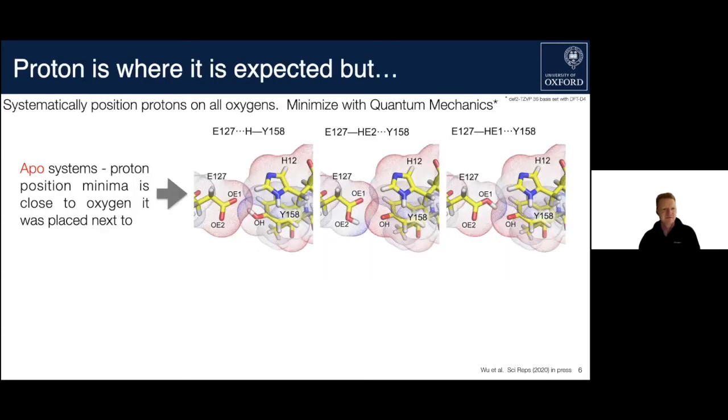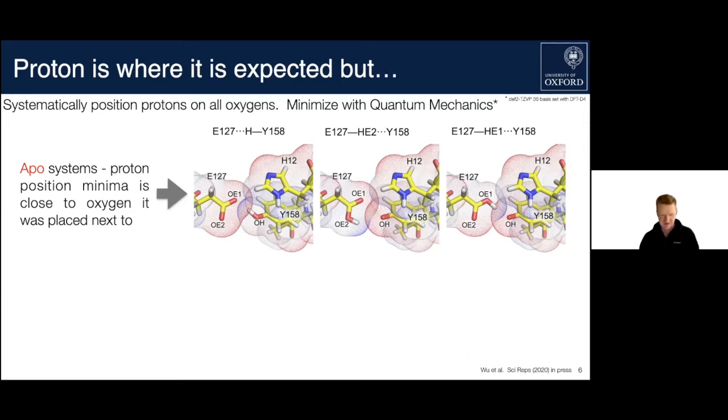So what we'd first of all do is try to systematically position all the protons on the oxygens and minimize that with quantum mechanics. We use quite a high level of quantum mechanics to look at this. In the apostate, the idea is basically you put the proton near one of these oxygens and then you minimize it with quantum mechanics and see where it goes. If you put the proton near the tyrosine oxygen, then it minimizes down and it sits on the tyrosine. If you put it next to one of these oxygens on the glutamic acid, then it goes to where you'd expect it. And that's all as you'd expect.